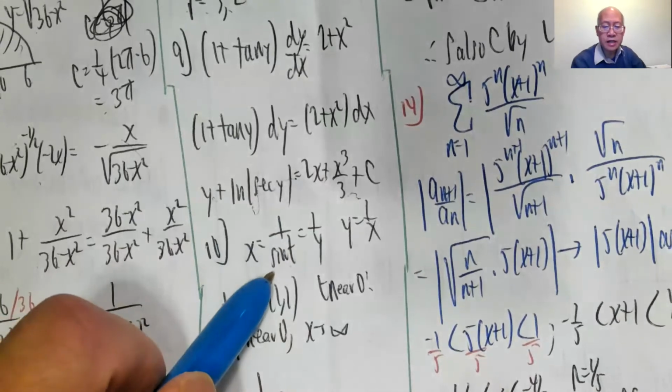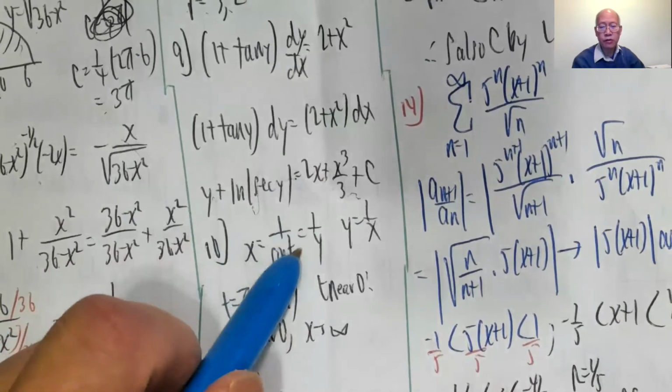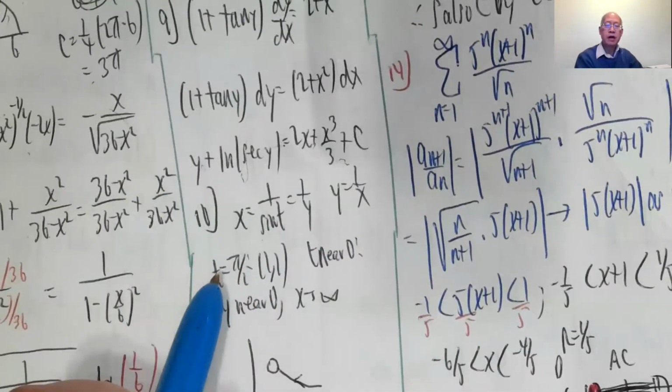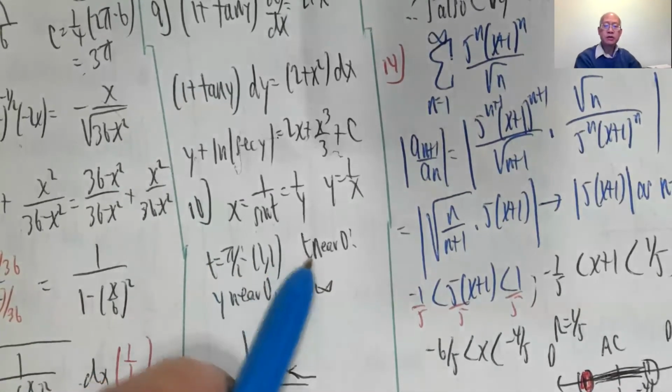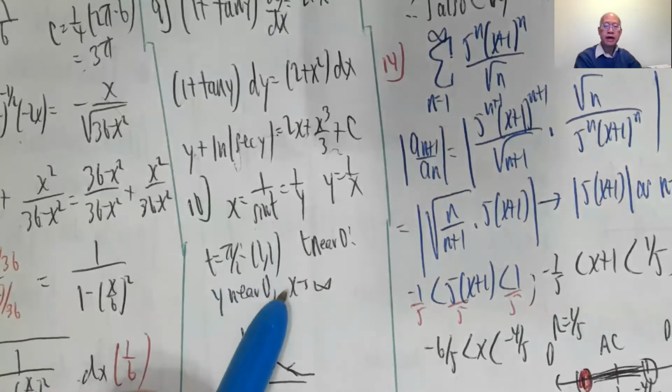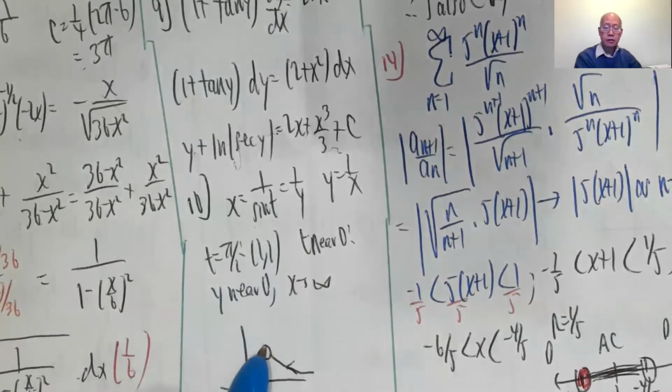Number 10, x is cosecant t, cosecant is 1 over sine t, but that's y. So x is 1 over y, or y equals 1 over x. If I plug in pi over 2, I get 1, 1. So open circle at 1, 1. If t is near 0, y is also near 0, x goes to infinity. So the graph of y equals 1 over x, only for the part that we consider, is right here, and the arrows are going that way.